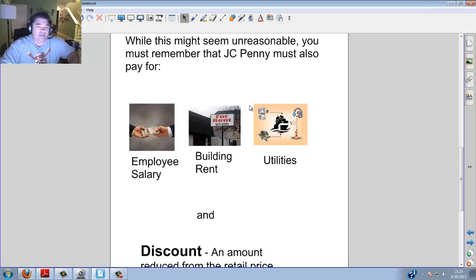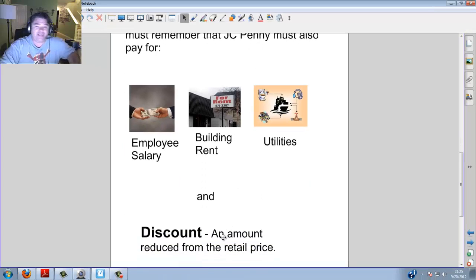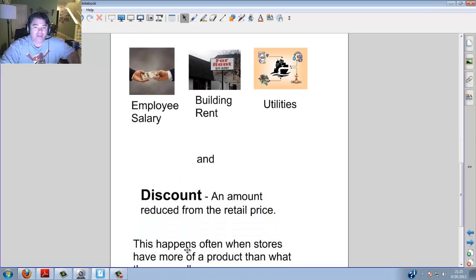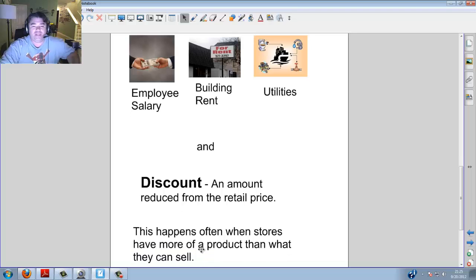Okay. And the other term is a discount. A discount is an amount reduced from the retail price. This happens often when stores have more of a product than they can sell. A good time to buy, by the way, is in the off season, and I've told my students this, and I'll tell you as well. Sometimes buying off season makes a lot of sense.